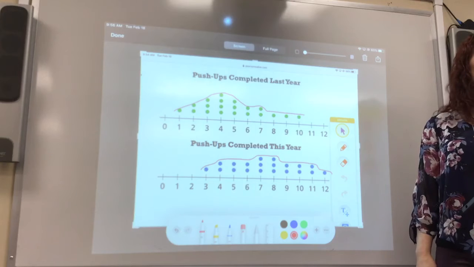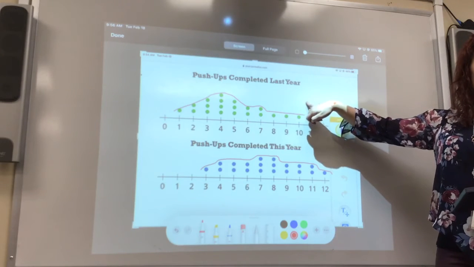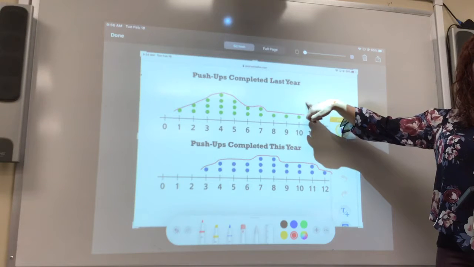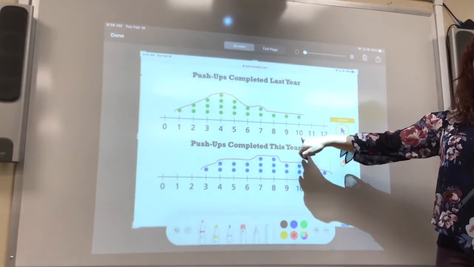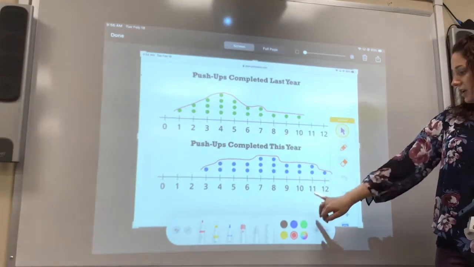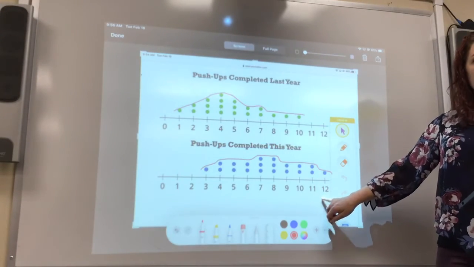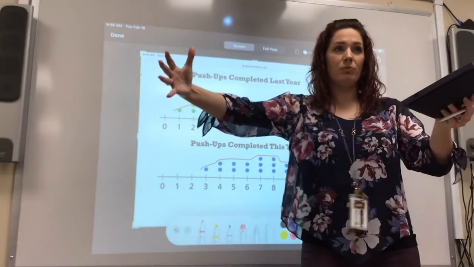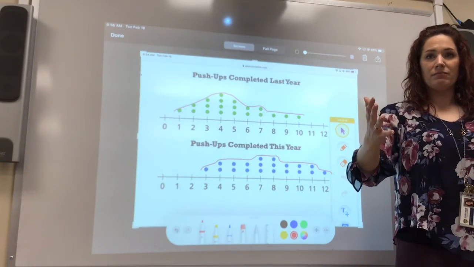What about the range comparison? What's the range of last year? 1 to 10, so 10 minus 1 is 9. The range here is 9 as well. So it's kind of like you had this group and everybody went up like this. The range is the same.